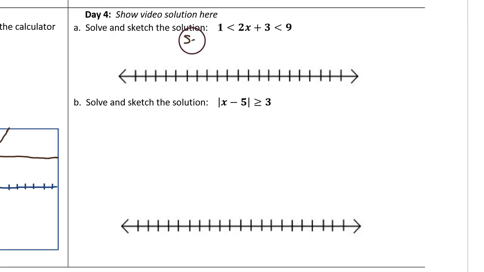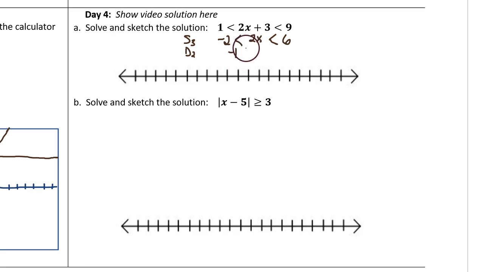So first subtract 3 from all elements of the inequality. 1 subtract 3 is -2. In the middle, now the 2x is alone. On the right side, 9 subtract 3 is 6. To get x alone in the middle, we now need to divide by the coefficient of 2. So divide by 2 to all elements of the inequality.